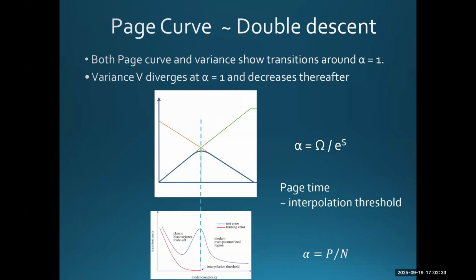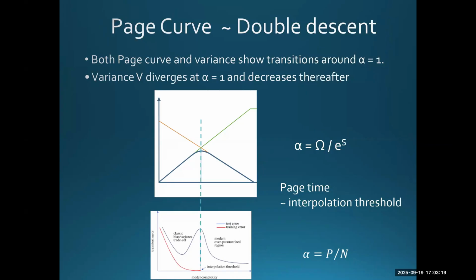So what we are suggesting is that this Page curve is very similar to the double descent phenomenon. Both the Page curve and the variance of double descent show a transition around alpha equal 1. Alpha in the black hole is omega over exponential of S, the dimension of radiation over the dimension of the black hole's internal degrees of freedom. This ratio is alpha, and in machine learning, this is the parameter over data. This peak is related to this peak.